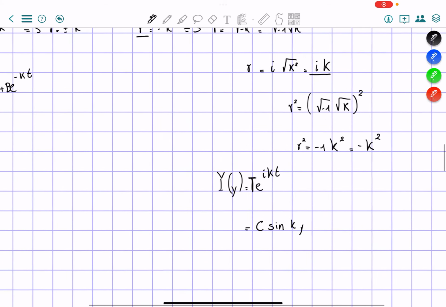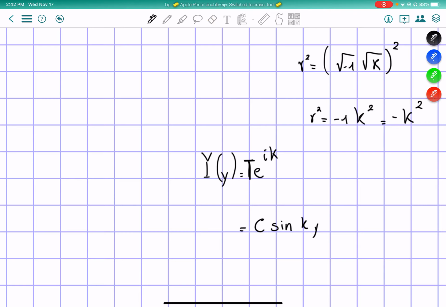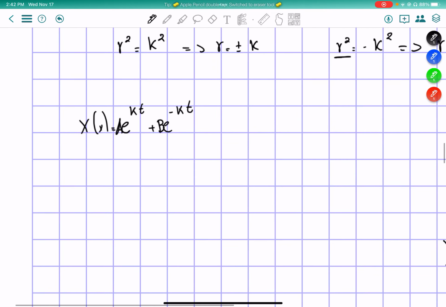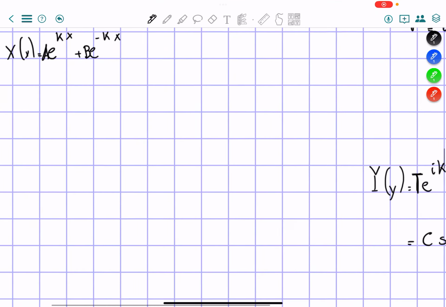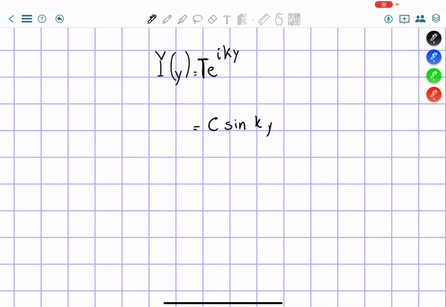Oops, sorry. Here I forgot to write. Instead of t it would be y, because it's in terms of y, and here instead of t it would be in terms of x. Sorry, x, because it's in terms of x. I'm just used to the t problems. Plus d cosine of ky. Okay. Alright, so we have these two solutions now to our problem.